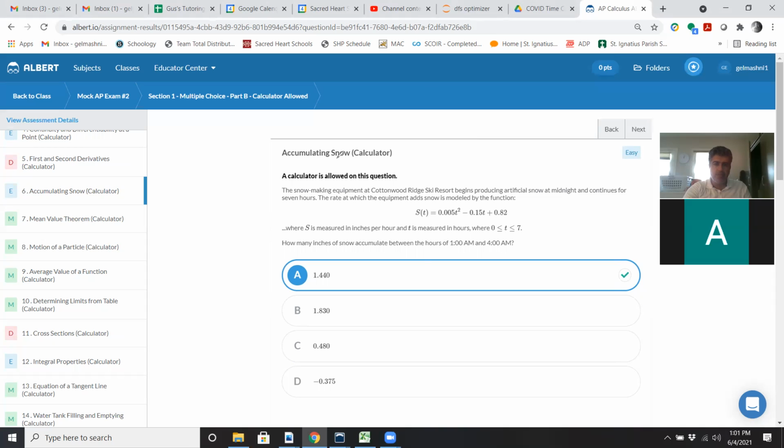Well, let's think of what were the units? Did it give us units at all? Inches per hour, fine. So let's say A of T is the amount of snow. Okay, so that's the amount of snow. So A prime of T is S of T. Okay, A prime of T is S of T.